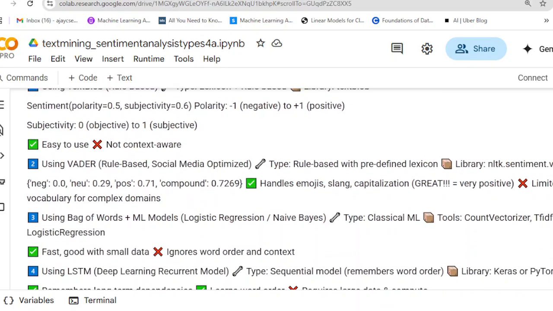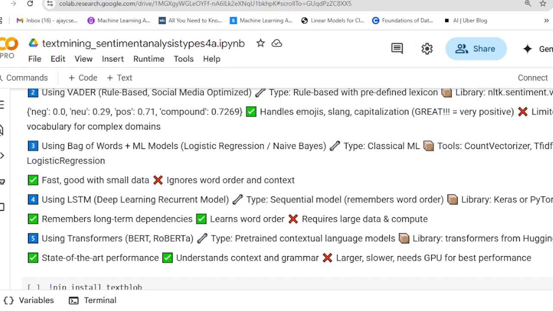Now, the next technique is using bag of words with ML models, and I can make use of CountVectorizer, TF-IDF vectorizer, logistic regression. That is using ML models for sentiment analysis. It is good with small data, but it will ignore the word order and context.